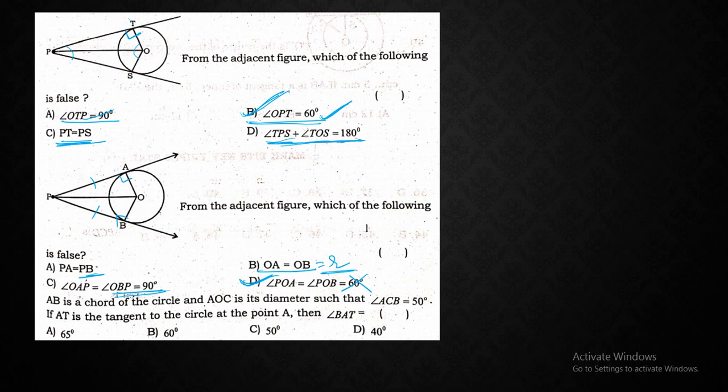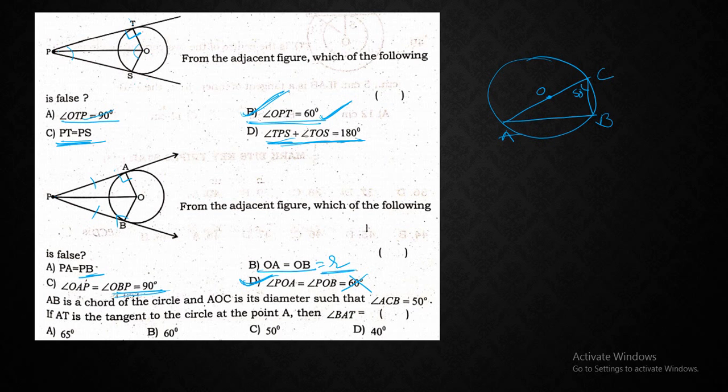Next, AB is a chord of a circle. So there is a circle in which AB is a chord. AOC is its diameter. So this is the center and AOC is the diameter, such that angle ACB. He has considered angle ACB is equal to 50 degrees.